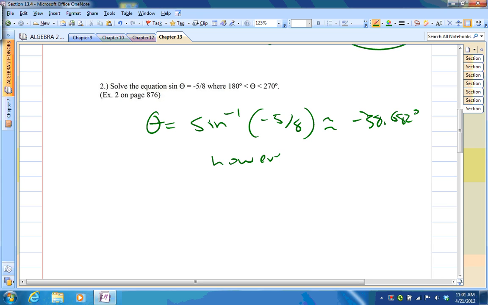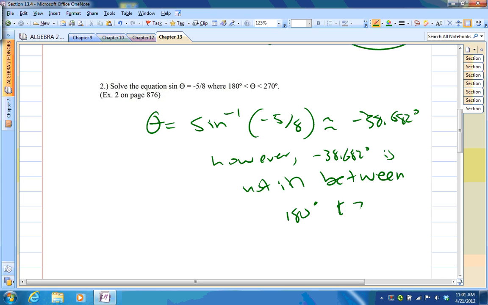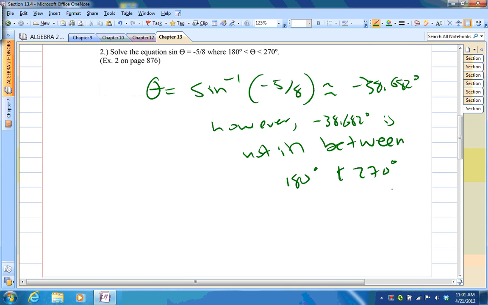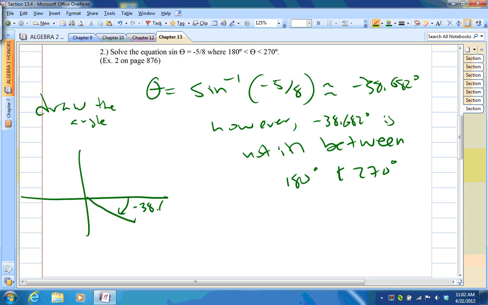However, -38.682 degrees is not between 180 degrees and 270 degrees. So we kind of have a problem here. Here's what you do: draw the angle. That right there is -38.682 degrees. Okay, pretty simple stuff.